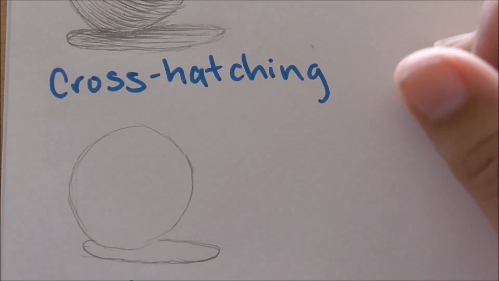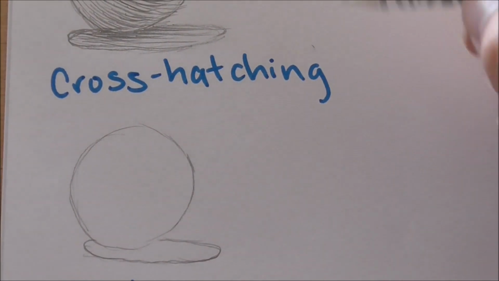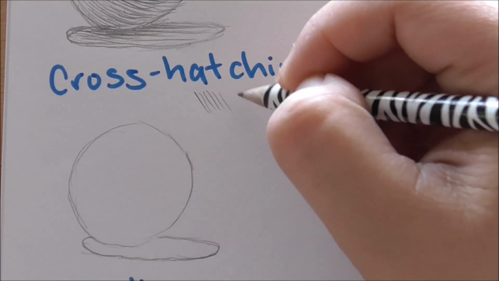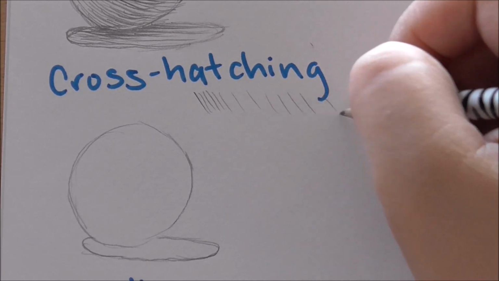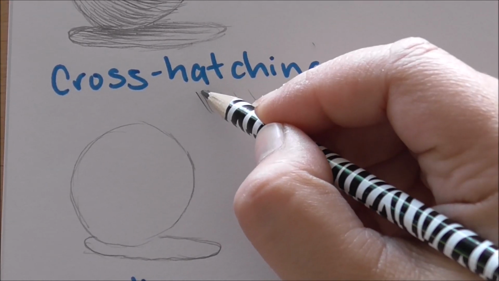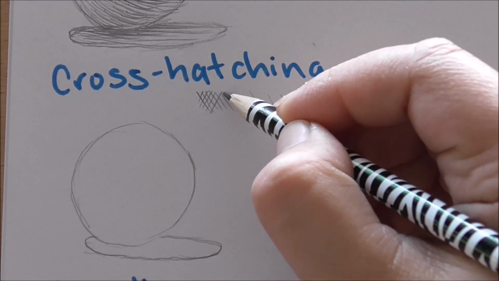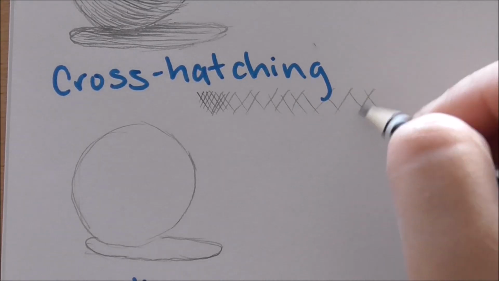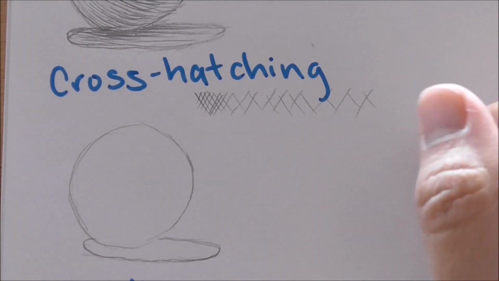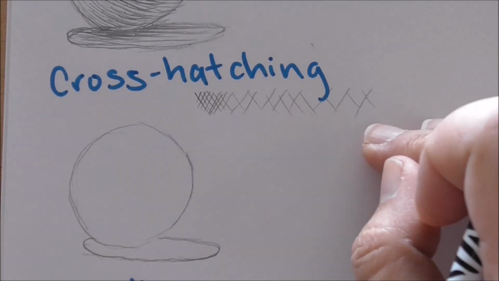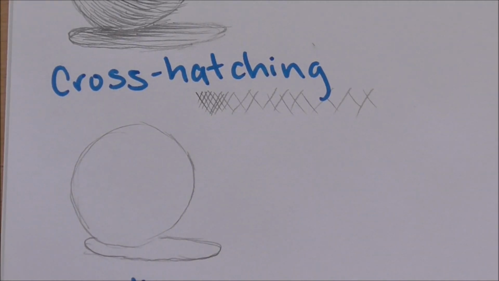So cross-hatching is similar to hatching, just that you're crossing it. So you might have lines really close together and then they start to space out. And then what's happening is you have lines crossing the other direction, and they might be really close together and then start to space out. Okay, so same thing. The closer the lines get together, the darker. The further apart the lines are, the lighter the value.